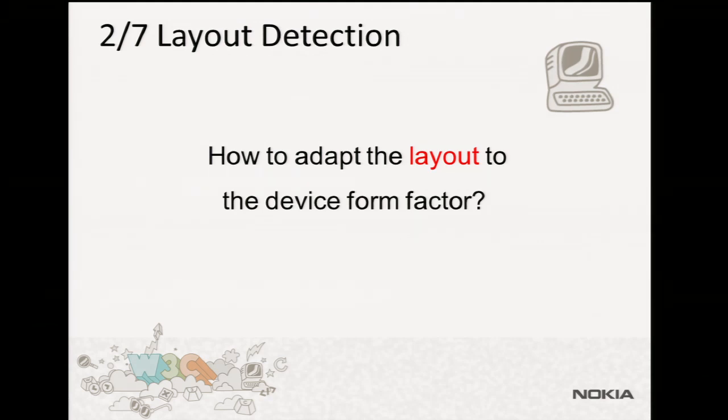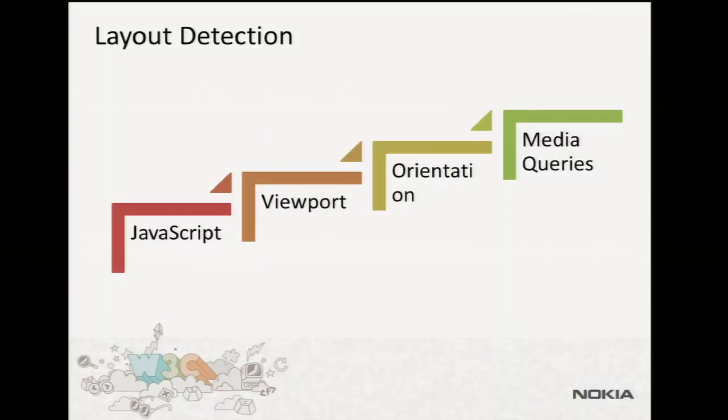So the second thing is layout detection. You have multiple screens. You have this number of devices, and a number of these screens, all with different resolution, different orientation. How do you create an app which can cater to all these devices? So these are some of the options you have. You have media queries, which I'm going to talk about next.